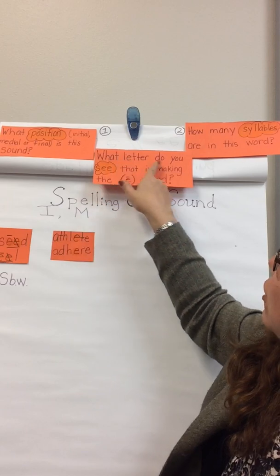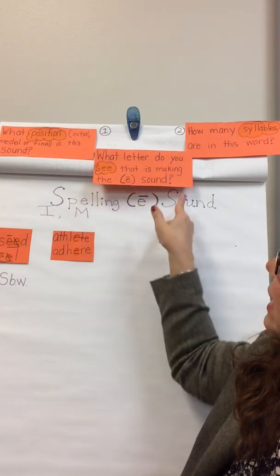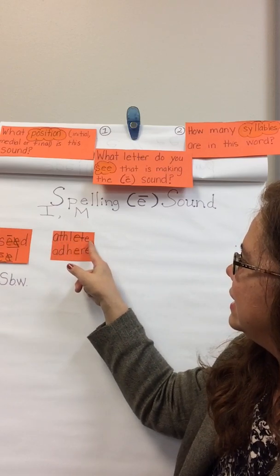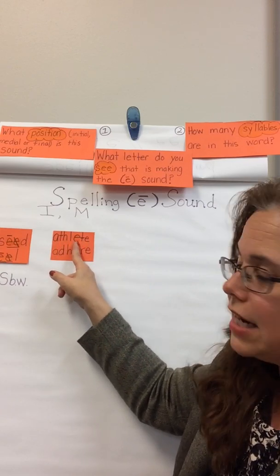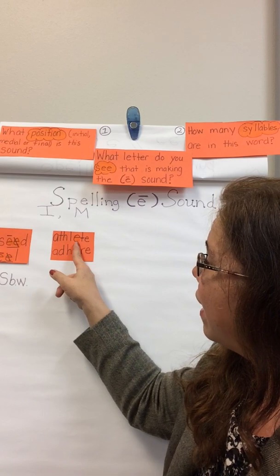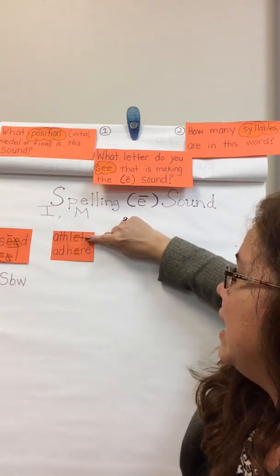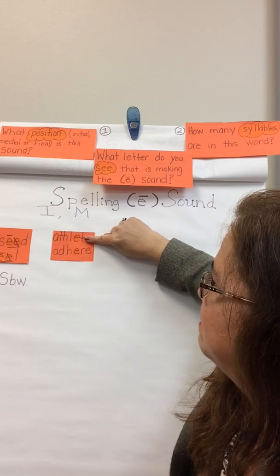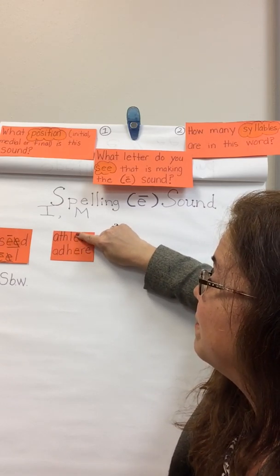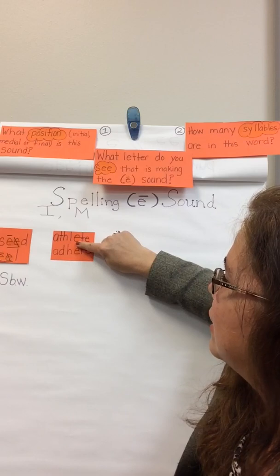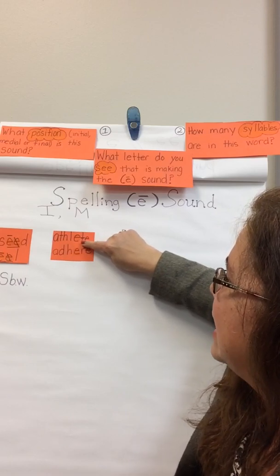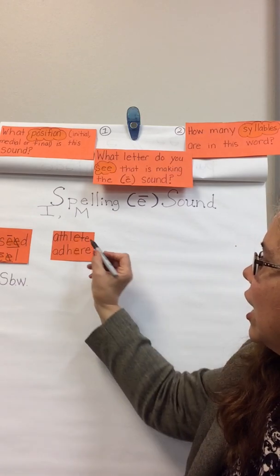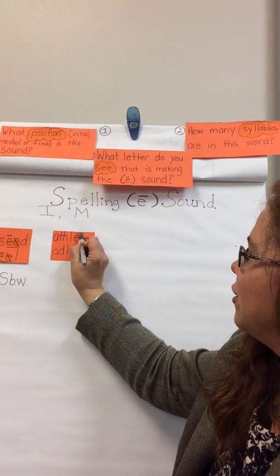Next question. What letter do you see that is making the E sound? Well, let's look at it. Athlete. If you think it's just E, you're not exactly quite right. Because if I take off that E that's at the final position, then it's going to say "ath-let." Because a vowel inclusive was short. And this vowel is not short, it's long. It's saying E, athlete. So we see the long E sound here.